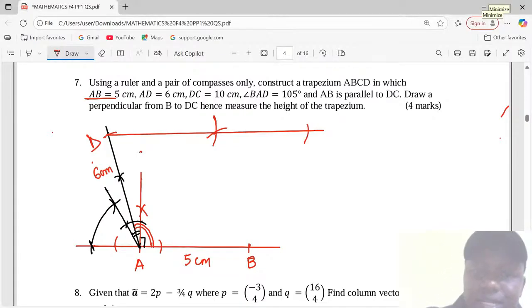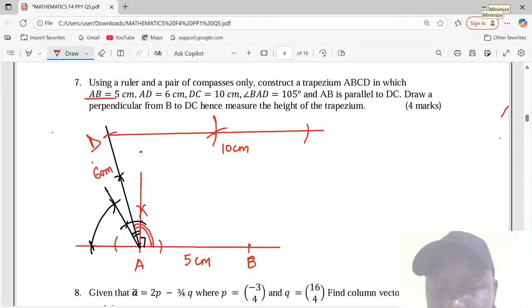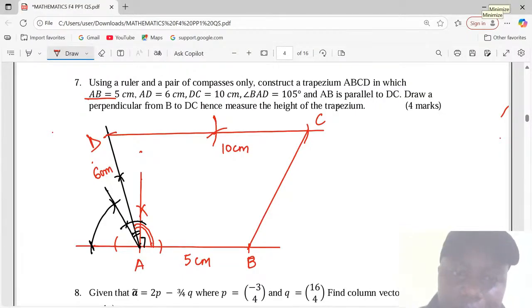So we mark 10 centimeters off, like that. Then now we join to point B. This is our C. Remember, the line segment can still be prolonged. Yeah, like that. So this is the trapezium that we are talking about. After getting the trapezium, what else are we doing? Remember, this one is parallel to this one, like that.